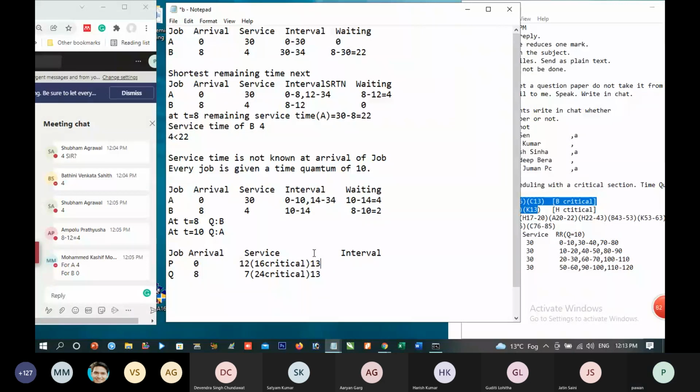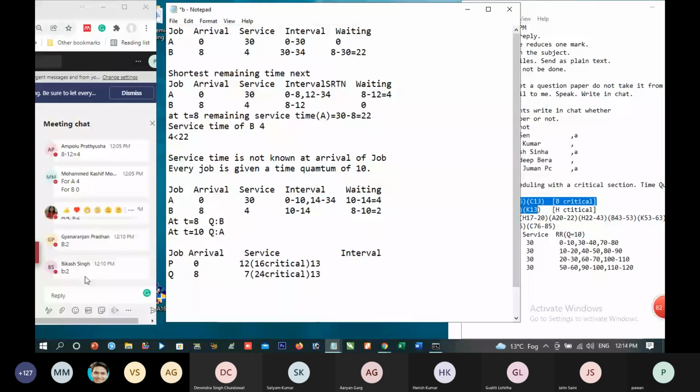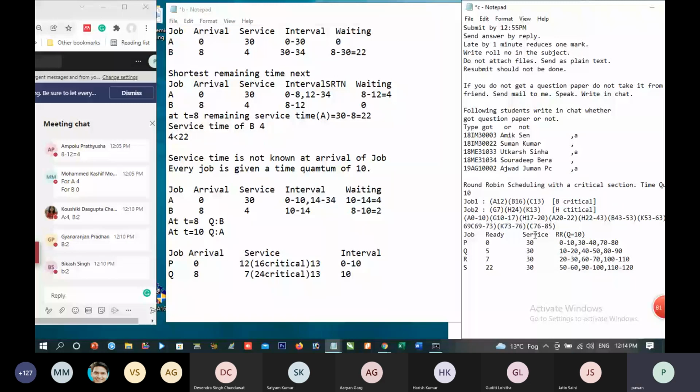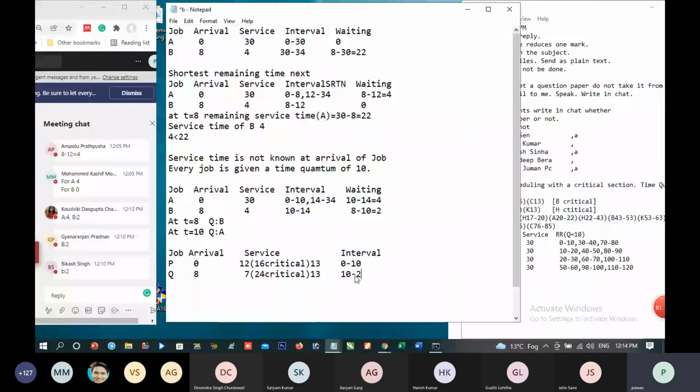Job P will be given 10 unit time to serve. So job P will be executing from 0 to 10. And what about job Q? Job Q will be executing from 10 to 20. This is how the job P and job Q will be given 10 units of the time. Fine. Afterwards, job P will be executing from 20 onwards.